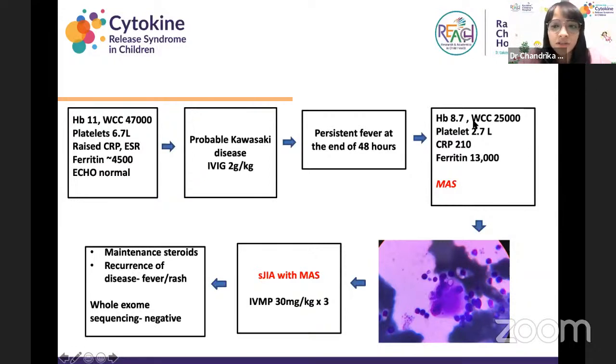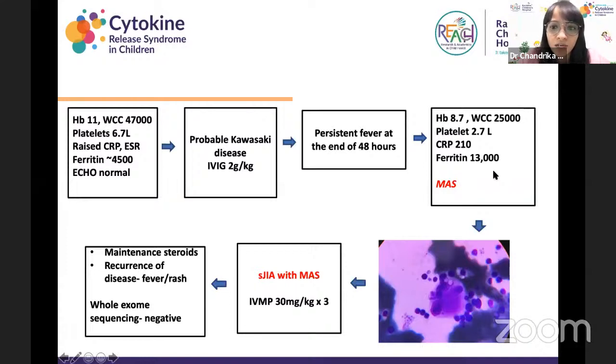So if you see over here, the WBC count and the platelet counts are still in the normal range. But what is important to recognize is that with a rising CRP, a sudden drop in platelet count from 6.7 lakhs to 2.7 lakhs is an ominous sign. And we then sent her ferritin levels, and as you can see, they were quite high at 13,000.